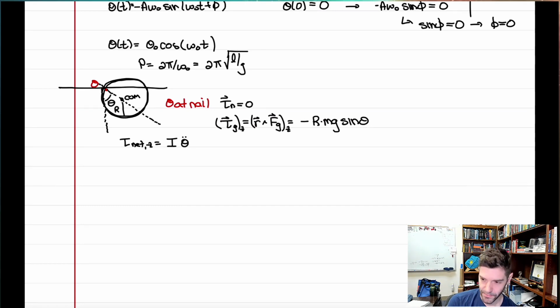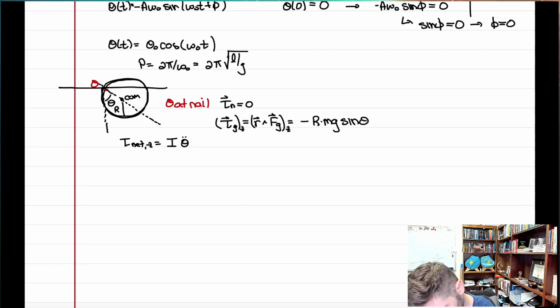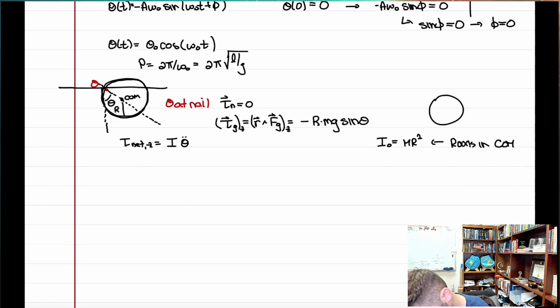So I have an expression for the torque, but now I need an expression for the rotational inertia. You could look on one of those tables and find that for a hoop, the rotational inertia is just given as mr squared. But again, that is for the rotation axis through the center of mass. If this is the hoop, that would be for a rotation axis located here.